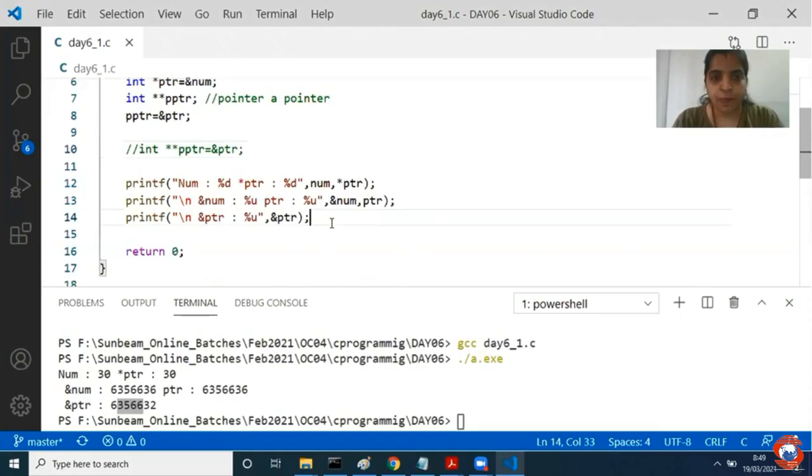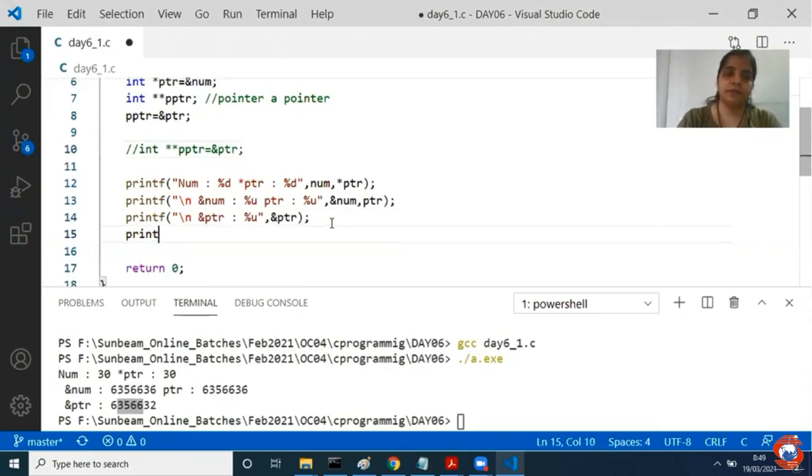All right. Now, let us assume I wish to print the address of ptr and I wish to print pptr. Can you please tell me which format specifier I should go for in the first one? Address of ptr, which format specifier will come? %u. For pptr, which format specifier? Obviously %u, because pptr is holding the address. I wish to print the address, so I will go for %u.